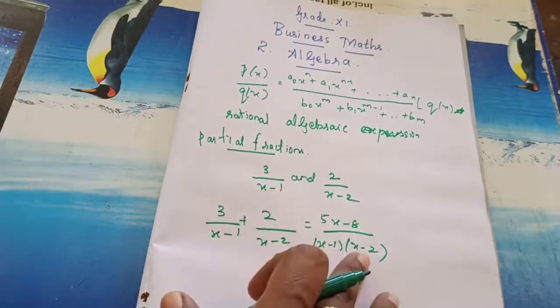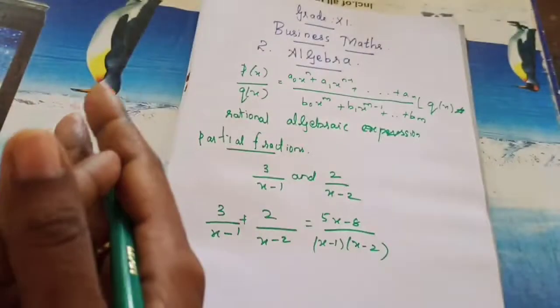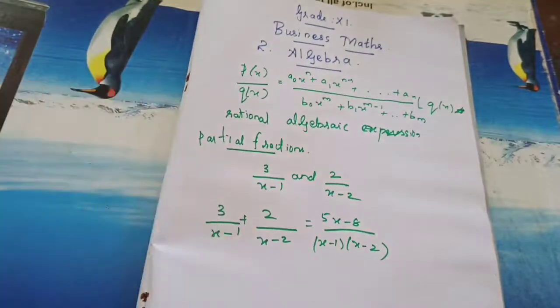So this is partial fraction. When you are doing the problem, you will understand what you mean by partial fraction. The definition is in your book. Go through it. The process of writing a rational expression as a sum or difference of two or more simple rational expressions is called splitting up into partial fractions.